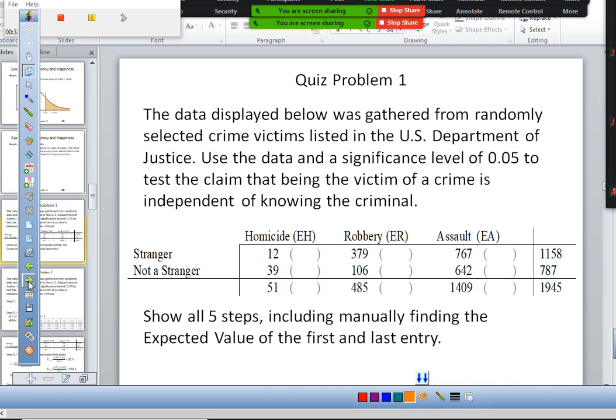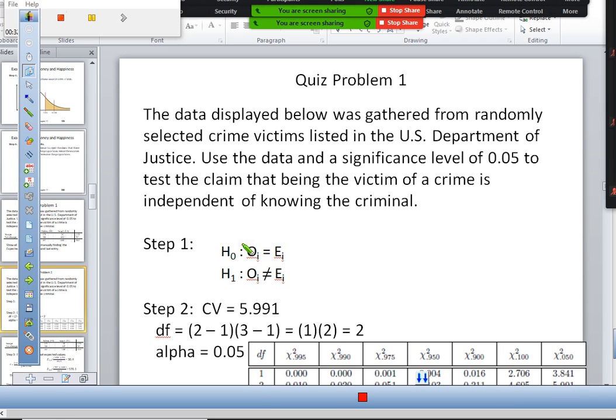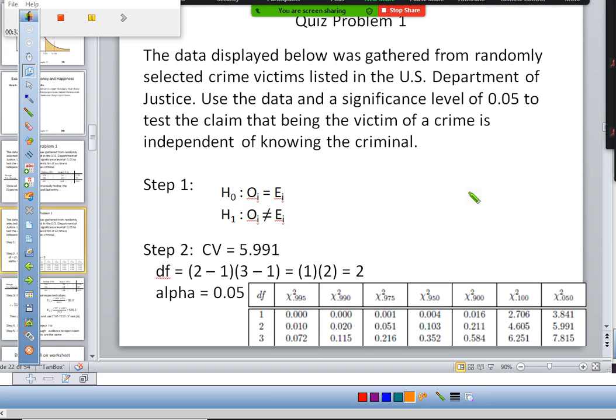So our first step is H naught: O sub i equals E sub i, or H1: O sub i is not equal to E sub i. You could have done the fancier way too, that's totally fine. H naught would have been that being a victim of a crime is independent of knowing the criminal, because independent means equal. And H1 then would be victim of a crime is not independent of knowing the criminal. Or you could have said victim of a crime is dependent on knowing the criminal. Those would be totally fine as well.